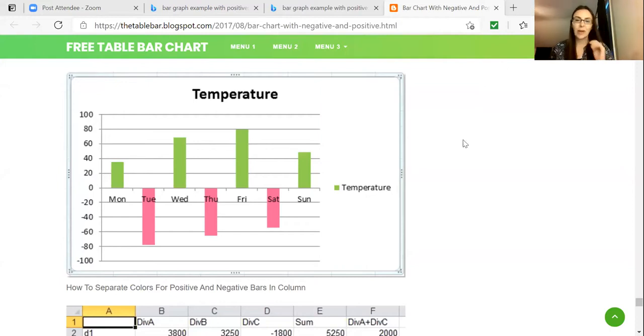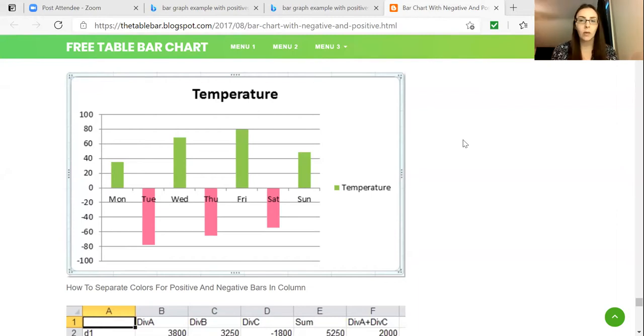Hey everybody, so I just want to talk about one last thing with introducing positive and negatives here, and that's that we can also have bar charts that do have negative values as well. So here's an example, and again, I just found this online just to show you guys from tablebar.blogspot.com. And again, I don't think it's real data or anything like that, but I just thought it was an interesting example to show you how you could have positive and negative values here.